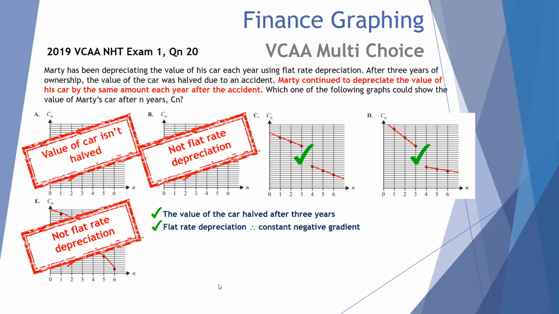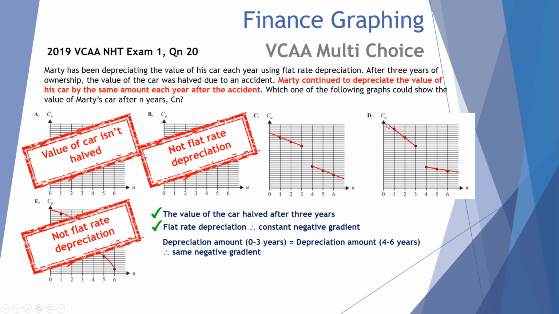Let's further examine graphs C and D. So we read that the depreciation amount from 0 to 3 years is equal to the depreciation amount from 4 to 6 years. So they should have the same negative gradient. If we look at option C here, we have a constant gradient, a drop in value after 3 years, then it continues on at the same gradient. So this does represent an equal amount of depreciation from 0 to 3 as there is from 4 to 6.